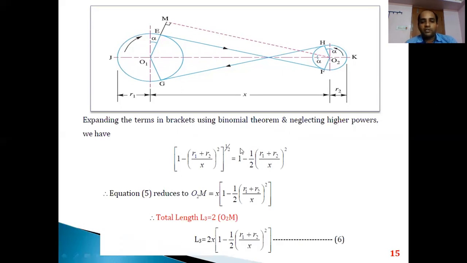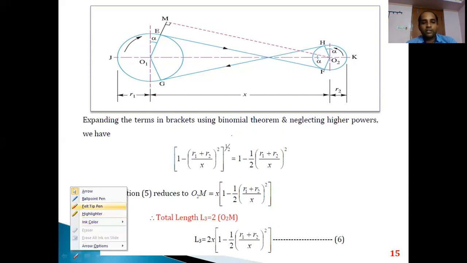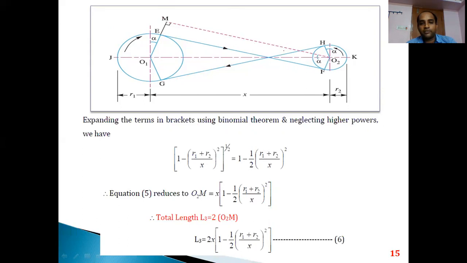Now, when we substitute this value in equation number 5, our equation 5 gets reduced to this format, that is x of 1 minus 1 by 2 (R1 plus R2 by x) whole square. So this is the value of the line O2M. Similarly, I need to apply the value for the other line, that is GH also. For GH also, I need to find the value.